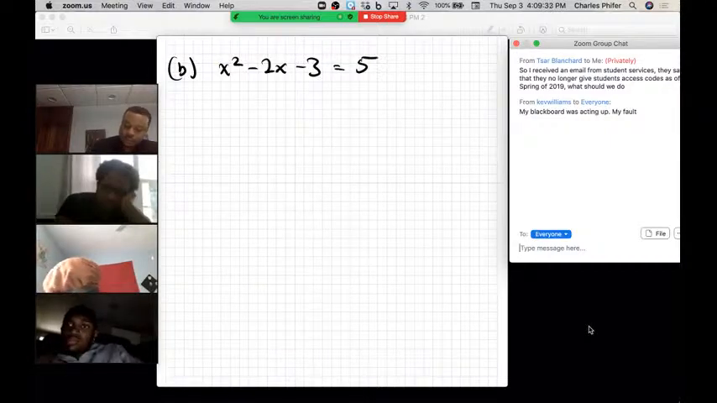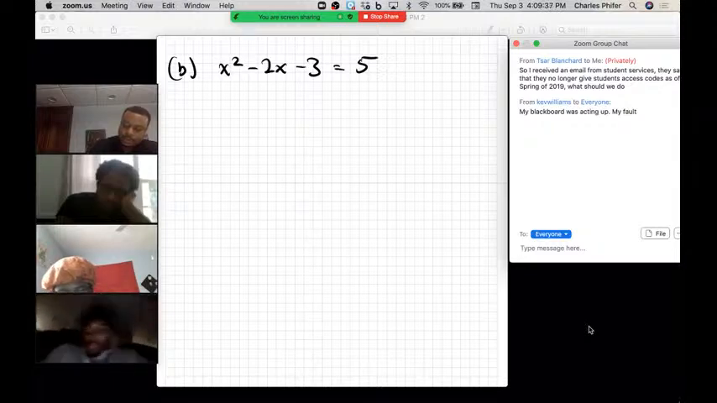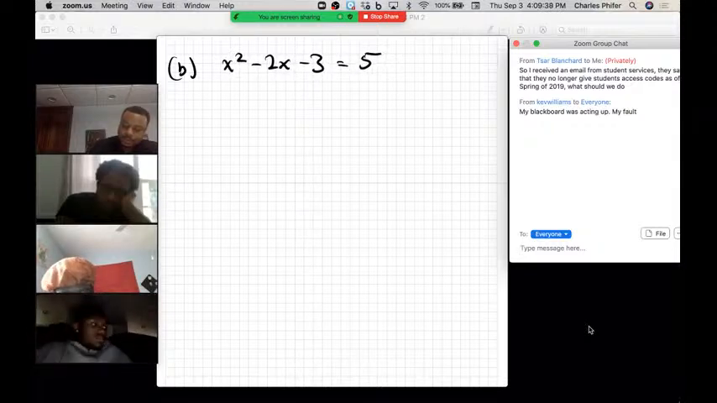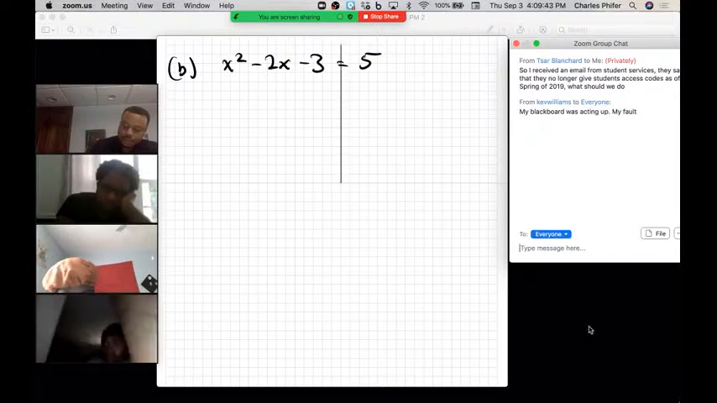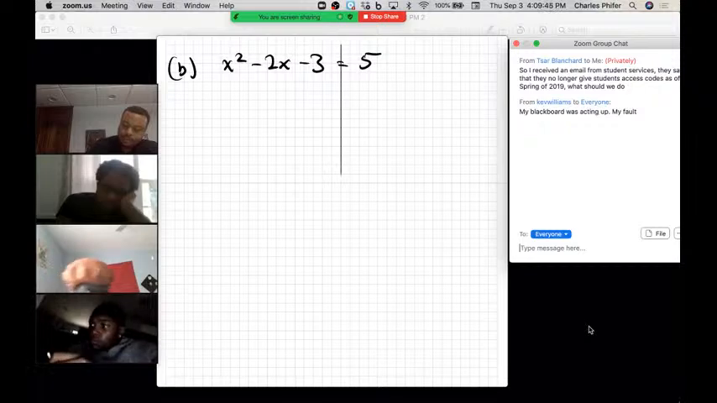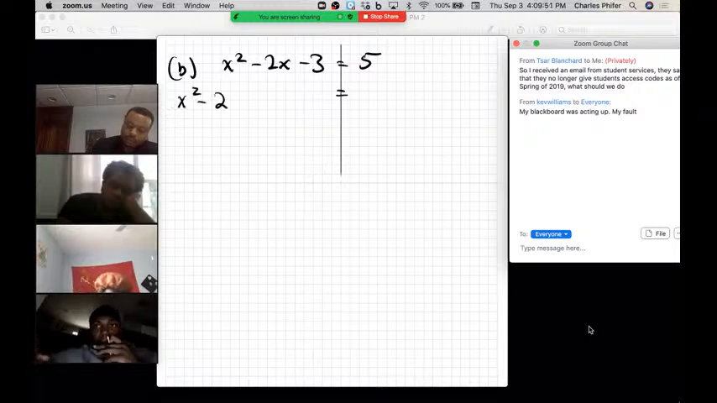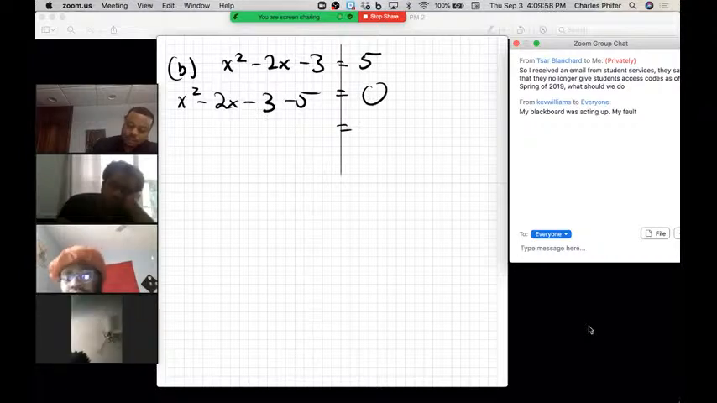Let's kind of go like this really quickly. Oh no, I hit something. There we go. I'm going to line up my equal signs. So if we set it equal to 0, we're going to have x squared minus 2x minus 3 minus 5 equals 0. So then that gives us, what is that, minus 8, equals 0.